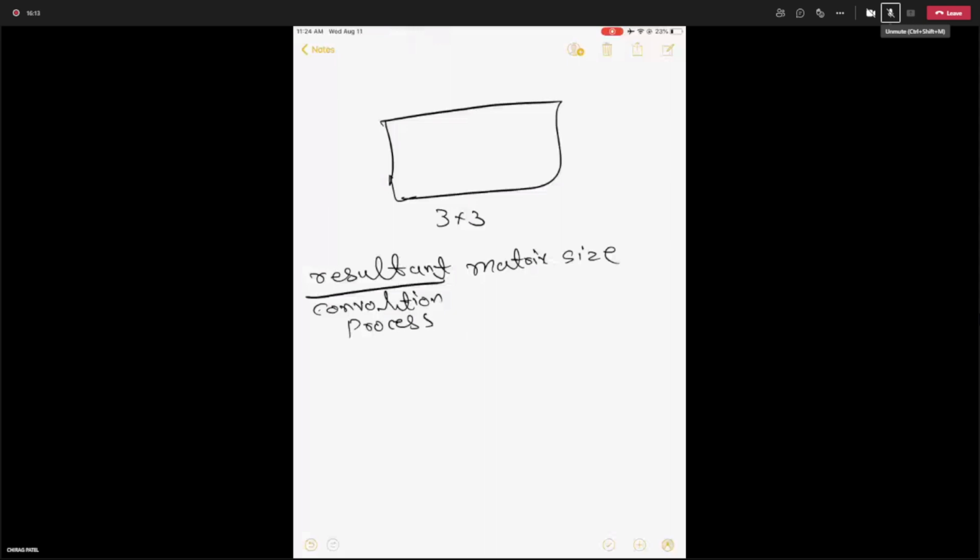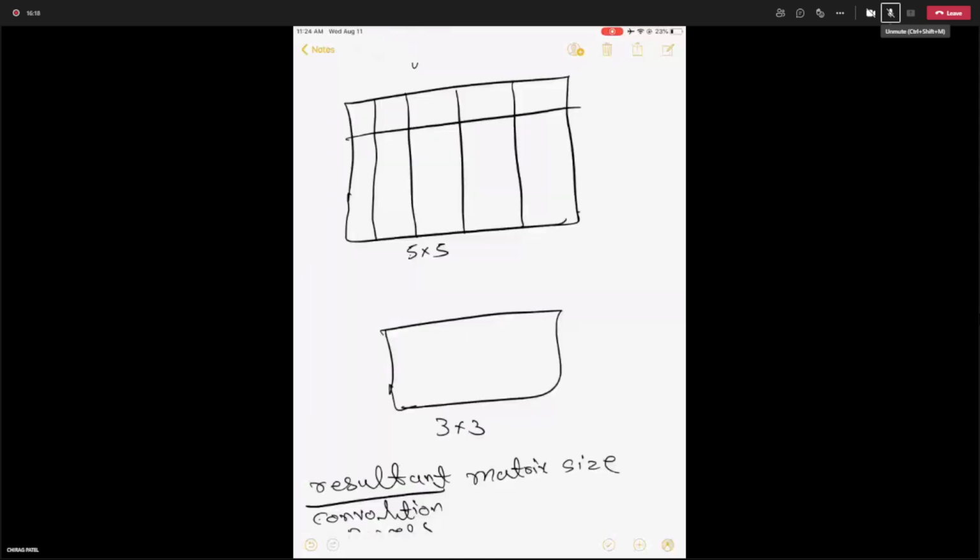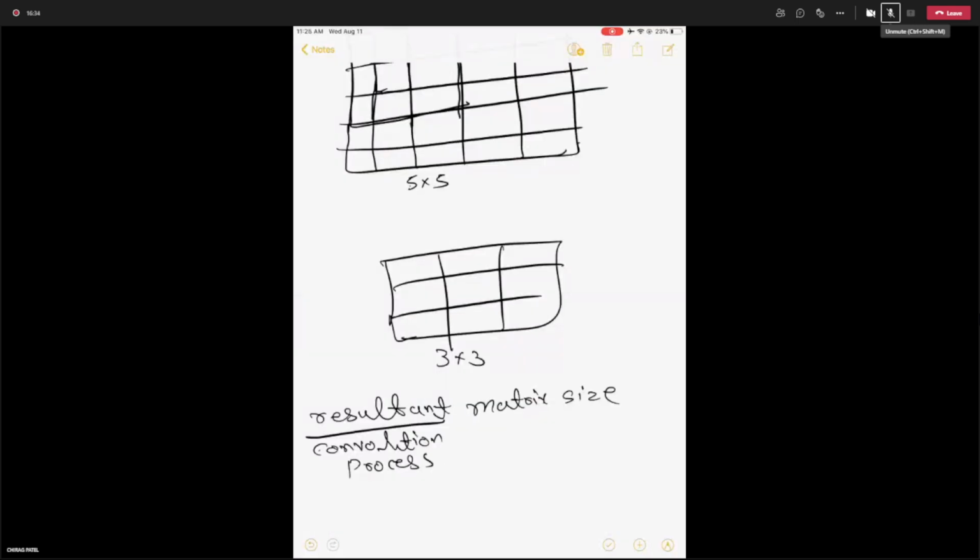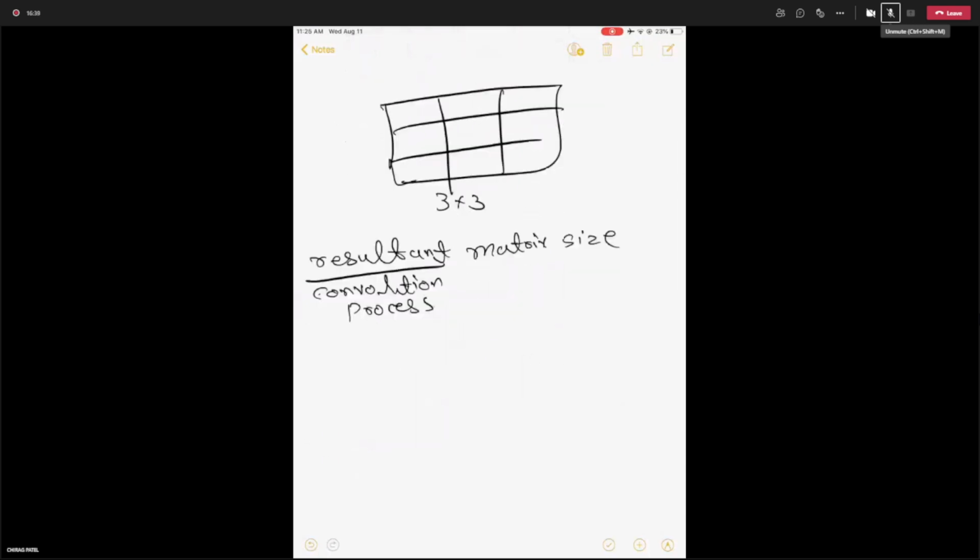Because last time we did, this is my 5 cross 5. This is my 3 cross 3. If I substitute 3 cross 3, that is your answer. If I substitute it and over n here, minus f what? The formula was n minus f plus 1. If my n is this, my f is this, then 5 minus 3 plus 1 is equal to 3.